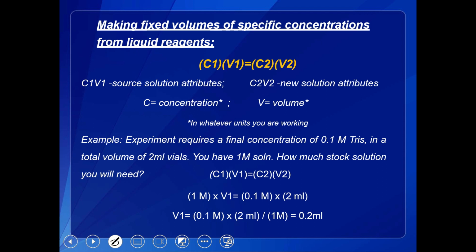So this is your concentration 1, so C1 times V1, volume 1, equals concentration 2 times volume 2. So your C1 and V1 is going to be your source solution. So what you have, what is in front of you before you dilute it, before you change it, before you do anything to it. C2V2 is going to be your new solution. So this is where you want to go.